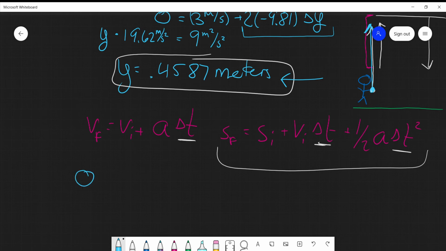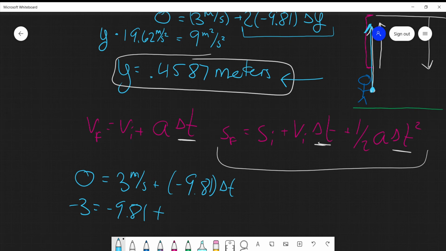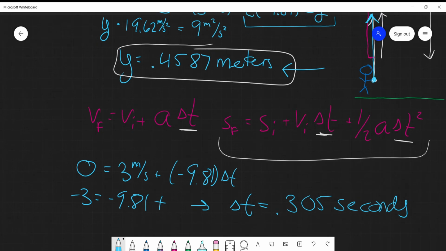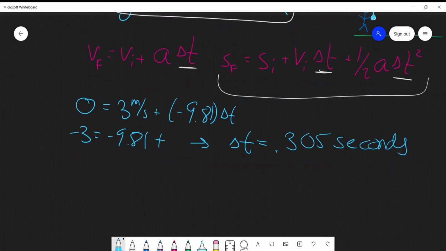And that is, our final velocity is 0, and our initial velocity is 3 meters per second. Our acceleration is negative 9.81, and our time is delta t. So now we're going to move the 3 to the other side and divide by 9.81. So we get negative 3 equals negative 9.81 t. And then delta t equals negative 3 divided by 9.81. T equals 0.305 seconds.